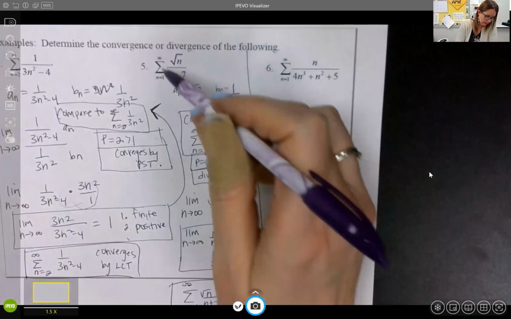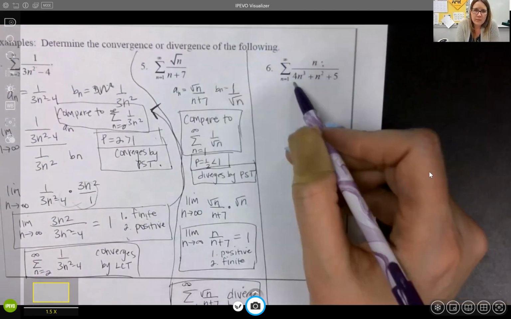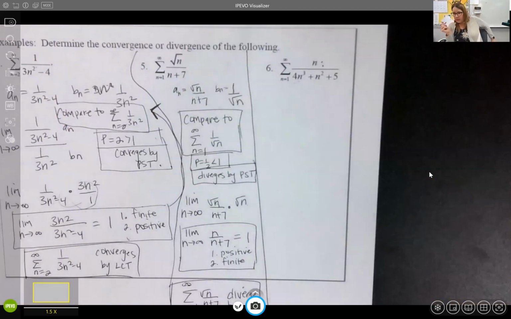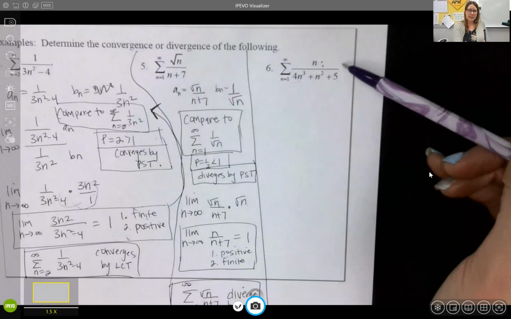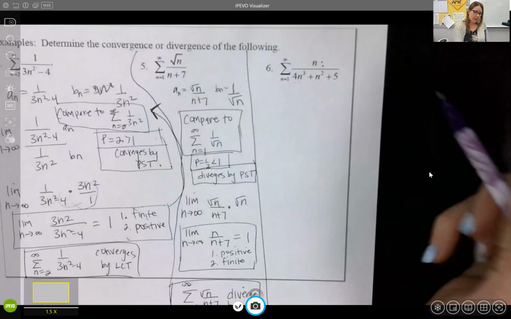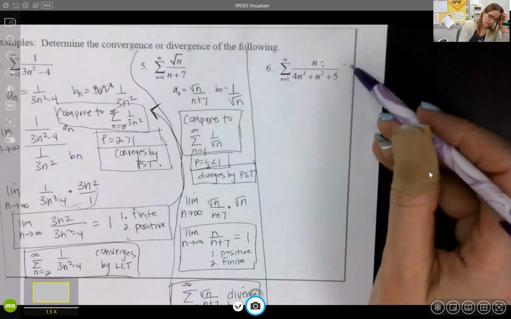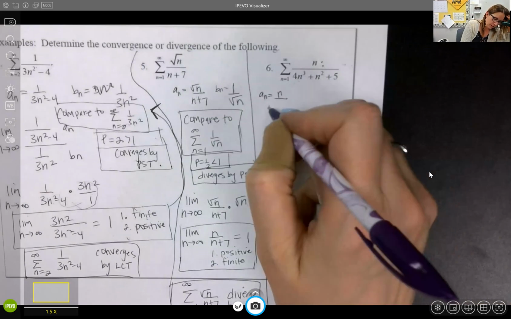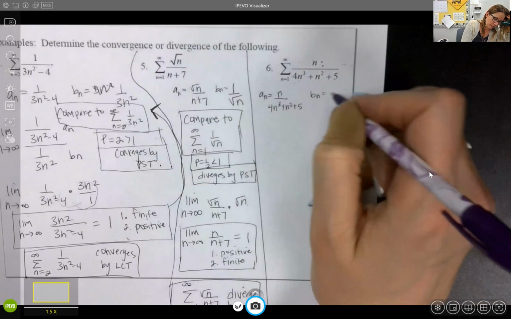Should draw lines like this, show where our steps are. Okay, so I've got n on top and 4n cubed plus n squared plus 5 on the bottom. So how can I get this top to be the same as the bottom? Remember, we're trying to get those powers to be the same. I need to multiply the top by an n squared, right? N squared and another n is n cubed. Okay, so an is the original function. Bn, I'm going to do 1 over n squared.